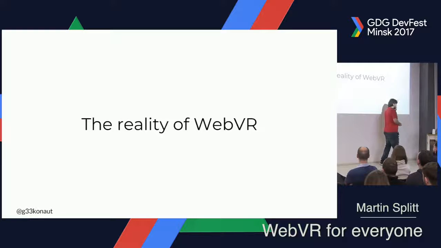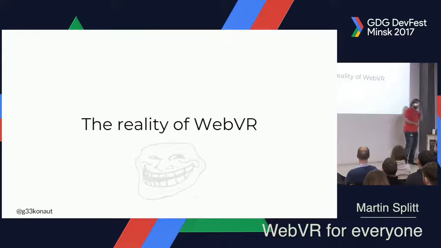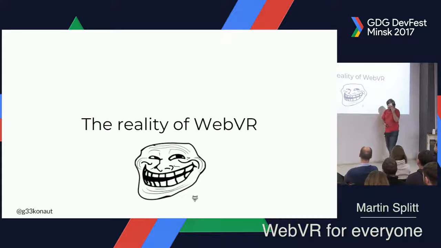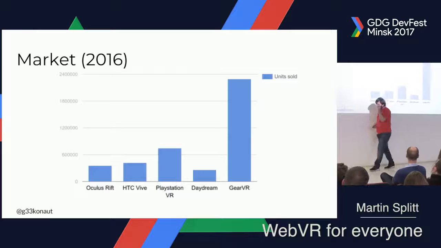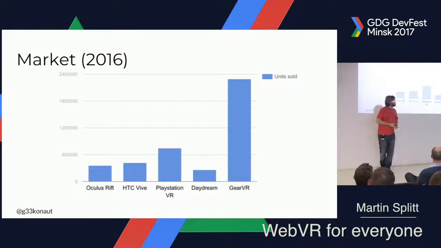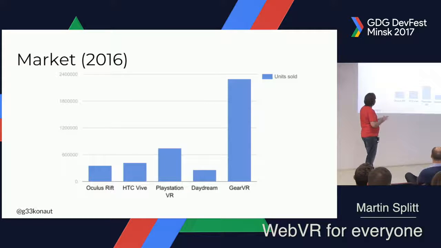However, there's the harsh reality of doing WebVR, and I'd like to walk you through a few things. First things first, the market. So we have a very segmented market. These numbers are from 2016 because the 2017 numbers are still not available. So we have the Oculus Rift selling roughly 400,000 devices, roughly 500,000 devices for the HTC Vive. PlayStation does a little better with like 800,000 devices. So we have maybe 1 million, 2 million devices in desktop VR.